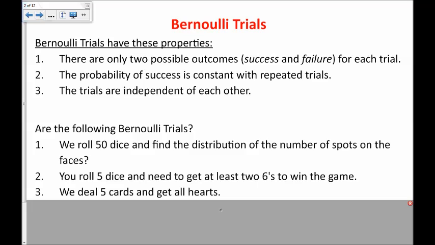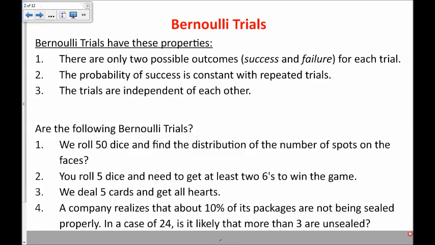Number 3, we deal 5 cards and get all hearts. Now, the truth is there would be two possible outcomes. Success, meaning I got all hearts, and a failure, I didn't get all hearts. But because we're dealing with cards and there's a finite number of cards, 52 cards, the probability of success would not be constant. If I pull a card and I get a heart, that changes the probability for the rest of the cards because now there's one fewer heart in the deck. So that would not be a Bernoulli trial unless I was reshuffling between each card draw, and that would not happen with dealing 5 cards.